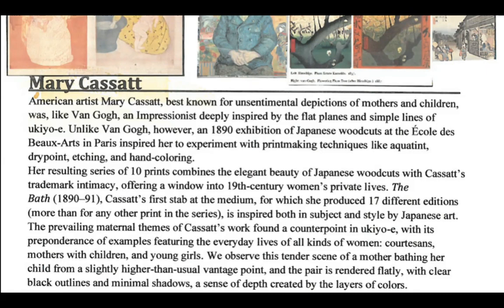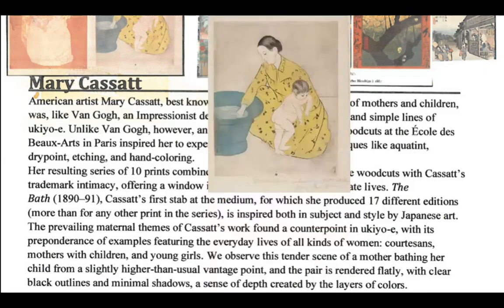The Bath, Cassatt's first stab at the medium, for which she produced 17 different editions, is inspired both in subject and style by Japanese art. The prevailing maternal themes of Cassatt's work found a counterpoint in ukiyo-e with its preponderance of examples featuring the everyday lives of all kinds of women: courtesans, mothers with children, and young girls. We observe this tender scene of a mother bathing her child from a slightly higher than usual vantage point, and the pair is rendered flatly with clear black outlines and minimal shadows, a sense of depth created by the layers of colors.